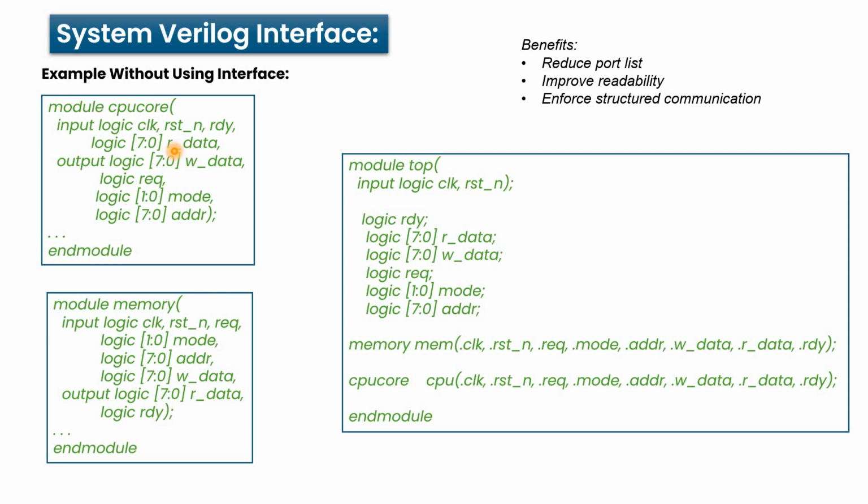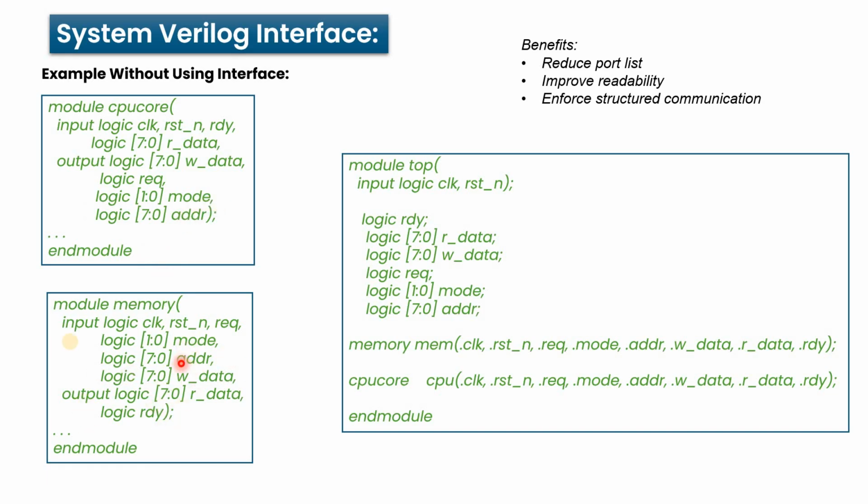So it has to send an address, and it has to send a mode, whether it is a read or write transaction. If it is a write transaction, it has to send write data, and if it is a read transfer, it will receive read data and also a ready signal from the downstream memory, right? Whenever the memory is ready, then the CPU can go and access the data. So these are the obvious signals in the CPU core port list.